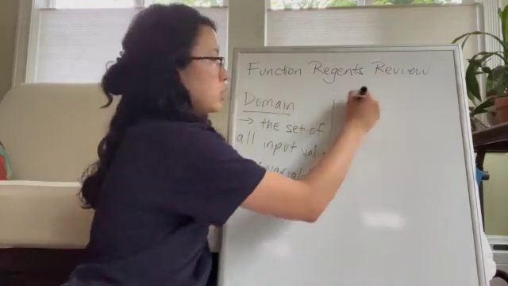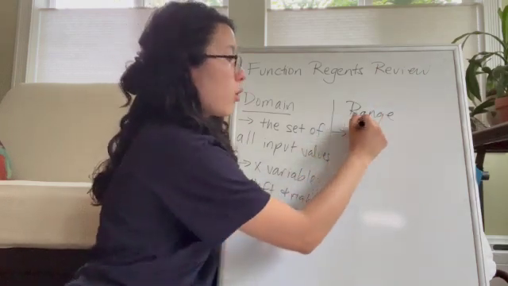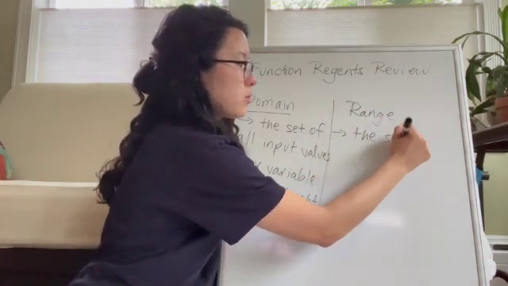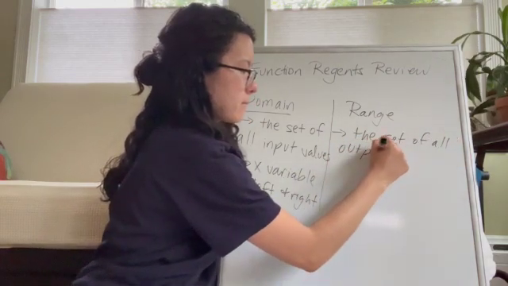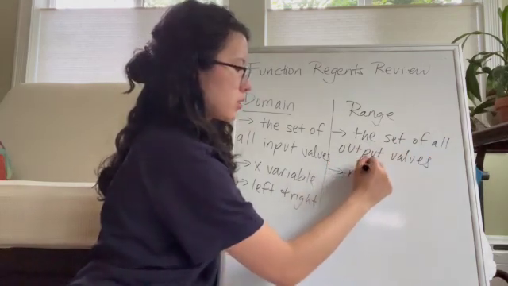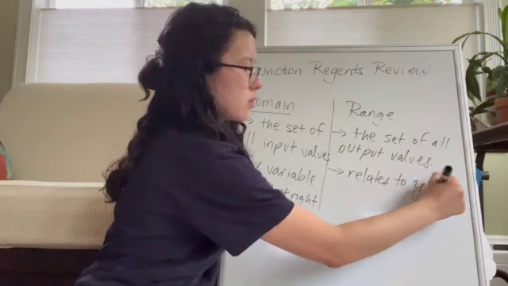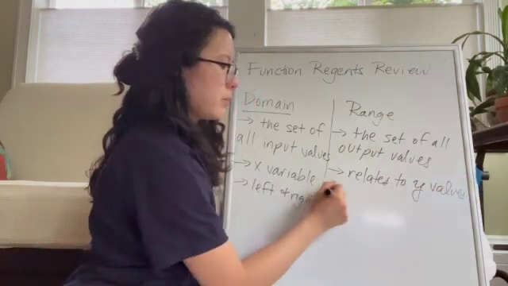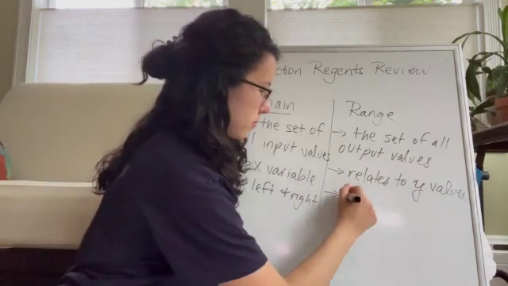And then under range, we are going to say that it is the set of all output values and it relates to the y coordinates, the y values, and finally we would be measuring how far up and down the graph of our function goes.